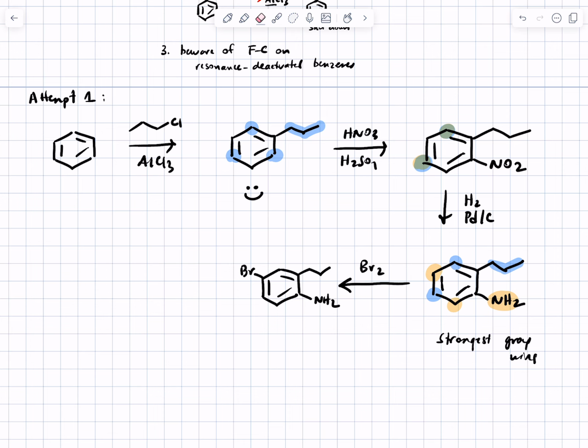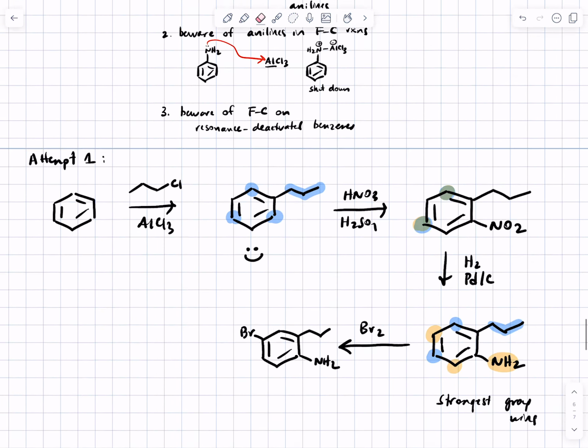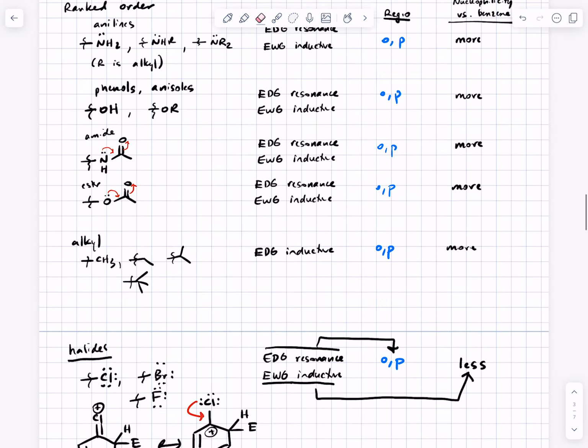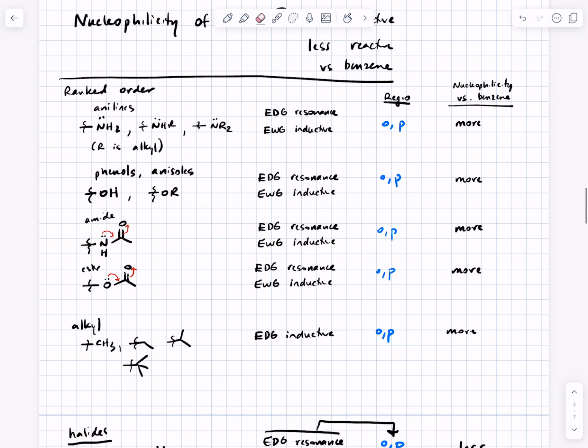Yeah? So I know you already described it, but I'm still having trouble understanding how to know which of the strongest groups is going to win. What are we basing that off of again? The rank order that we talked about earlier. How do you know that? Empirically, based on observations as to which groups are more activating. The strongest activating group has its regioselective preferences honored.